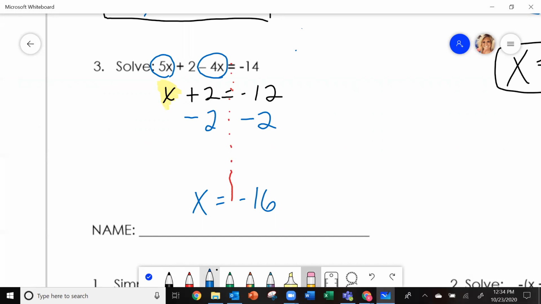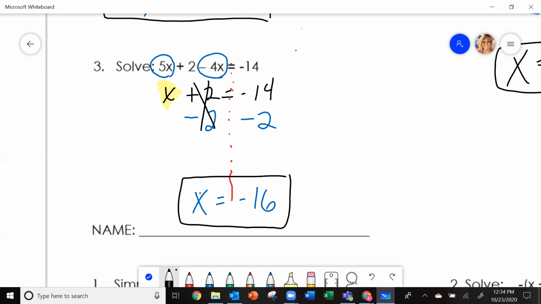Oh, I was like, what did I write? Why did I write 12? Silly me. Negative 14. There we go. Hopefully you caught that because it wasn't going to work out. These 2's cancel out. And so I get x equals, and negative 14 minus 2 is negative 16. And that's how we would show our work in order to justify what we found in the calculator.